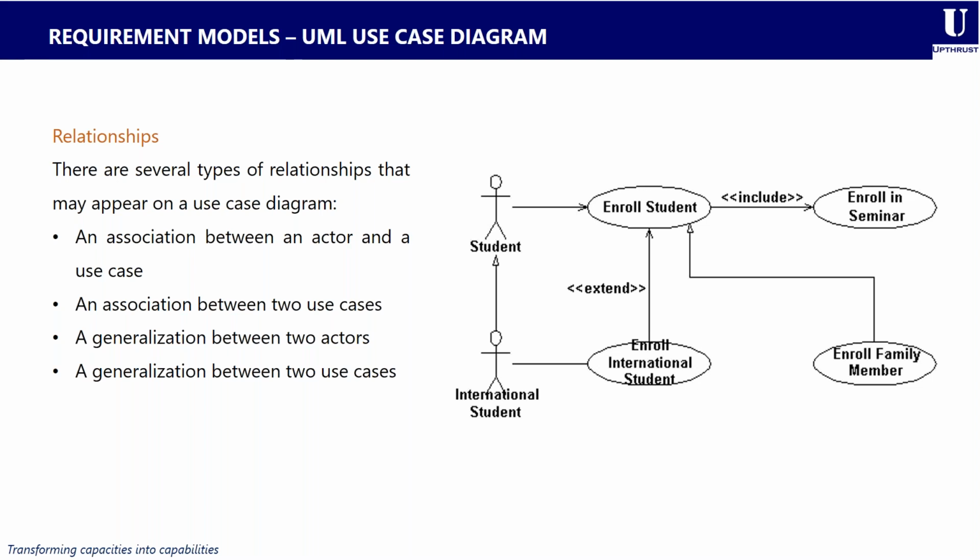We also have association between two use cases. A good example will be enroll student and enroll in seminar, or enroll student and enroll family member. We also have generalization between two actors, and also generalization between two use cases. A very good example of a relationship between two use cases could be extend and include relationships.